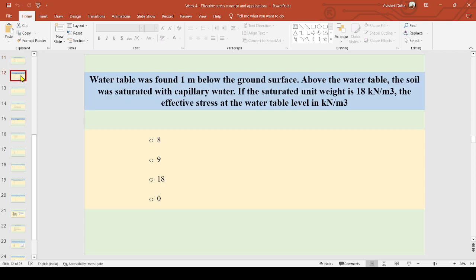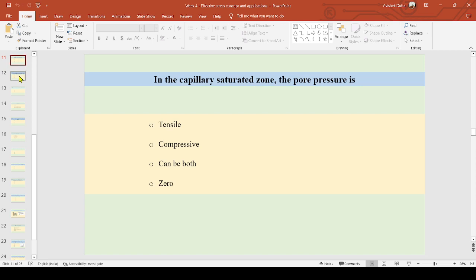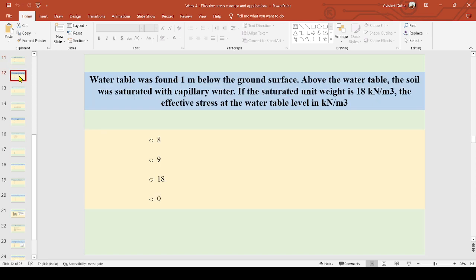Next question. This is a numerical. Water table was found 1 meter below the ground surface. Above the water table, the soil was saturated with capillary water. If the saturated unit weight is 18 kilonewton per meter cube, the effective stress at the water table level in kilonewton per meter cube is.